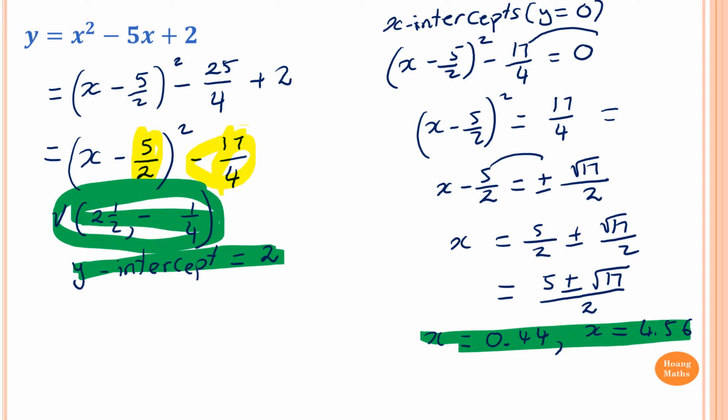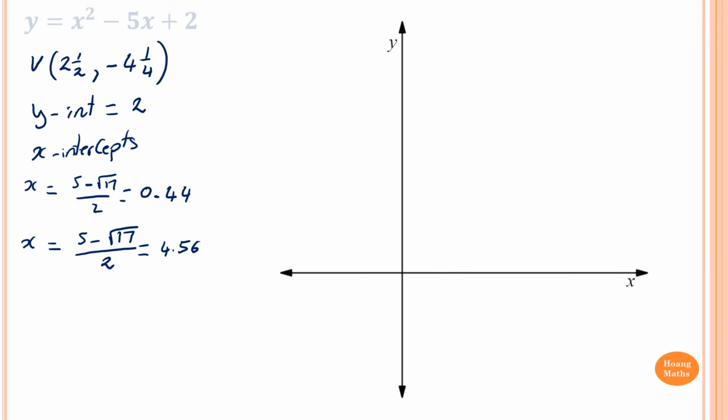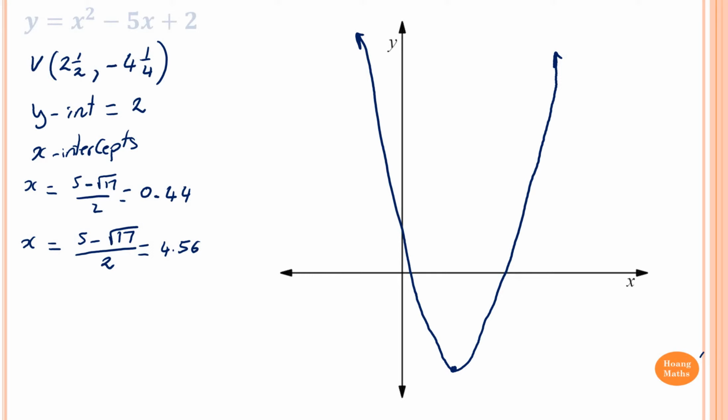So now we can just graph it. So the turning point is 2.5, -4.25, roughly here. And the x and y intercepts, I just draw first and then I label later. In this way, it's easier to graph, that's all. So we just get this first, like that. So now I just connect these points roughly, there you go. So this one here is 2.5 and -4.25.